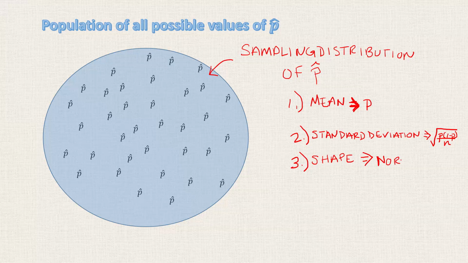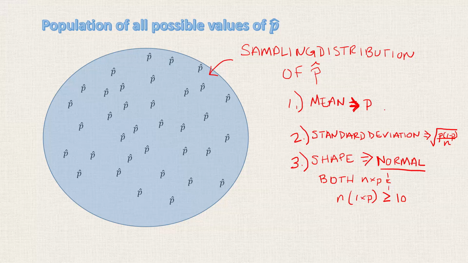And then the last thing, in terms of shape for the sampling distribution of p hat, we would expect this to be normal. And it will be normal if 2 things are true. You have to have both n times p and n times 1 minus p greater than or equal to 10. If both of those two things are true, then you will have a distribution that is normal. And we'll describe what normal is in further lecture videos.